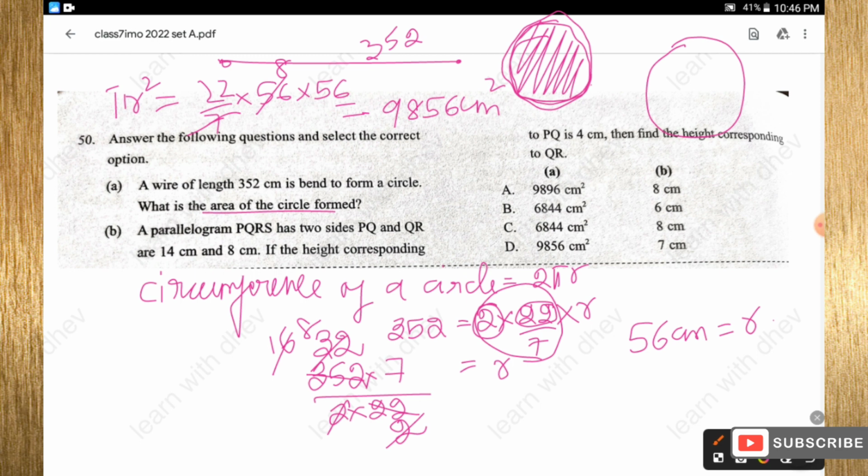So just move on to the options. See here, only option D holds the right answer for question A, subdivision A. The remaining options are all wrong, which means you can directly mark your answer. Option D is the correct answer without solving the second part. No need to solve the second part during your exam if you are very confident with your answer. Okay. So anyhow, we'll solve the remaining part also.